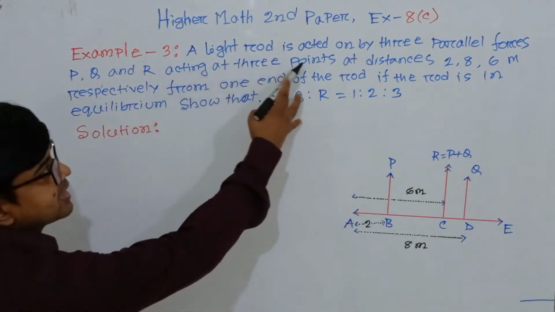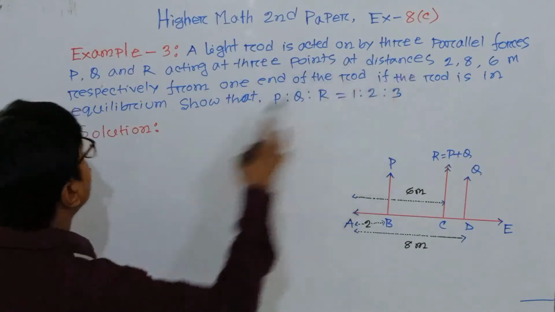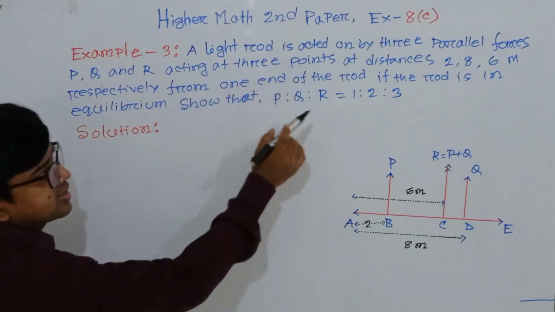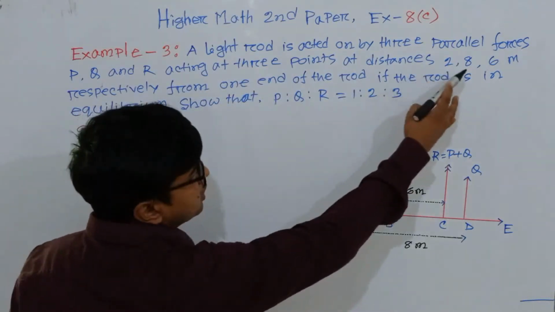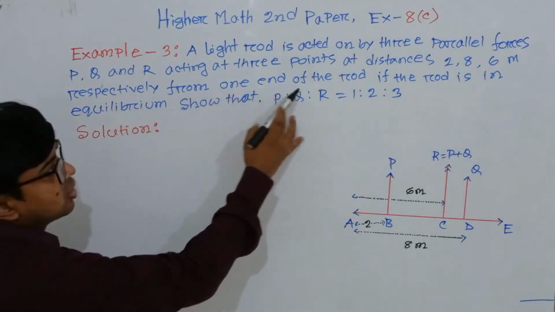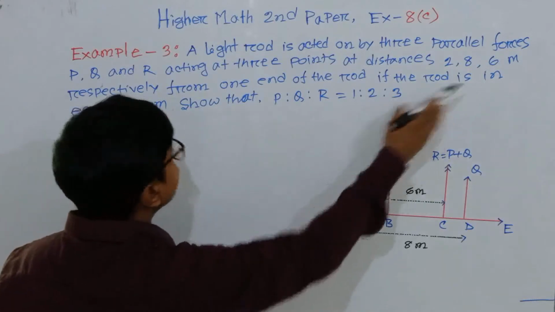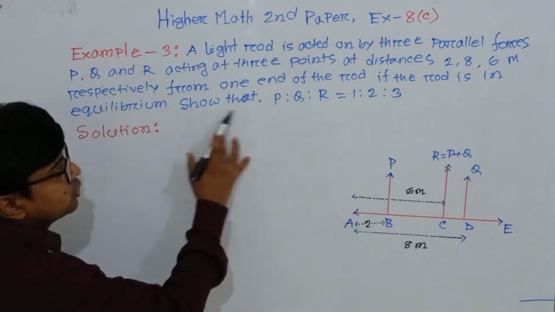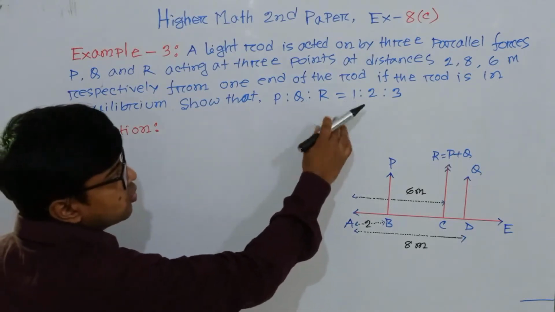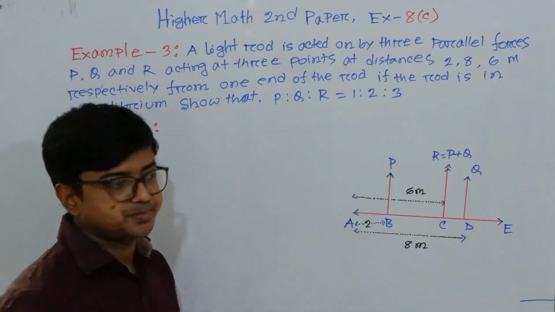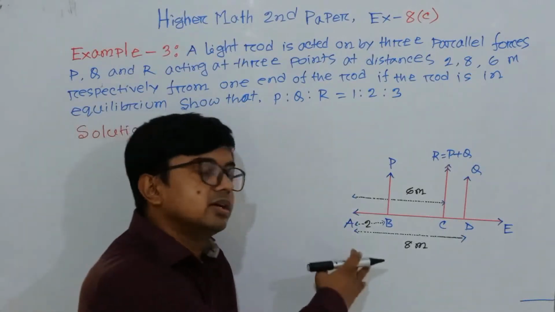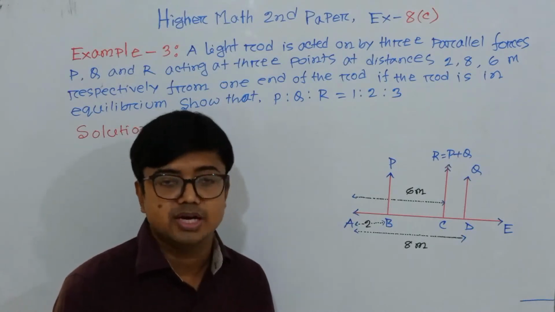A light rod is acted on by three parallel forces P, Q and R acting at three points, at distances 2, 8 and 6 meters respectively from one end of the rod. If the rod is in equilibrium, show that P is to Q is to R equals 1 is to 2 is to 3. For this math, firstly, we can draw this figure, which will be very helpful to understand.